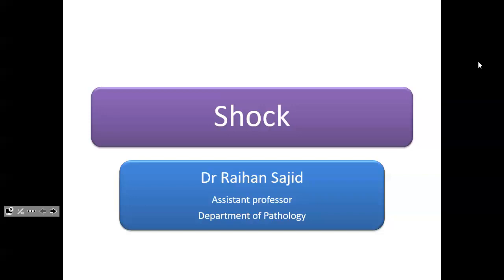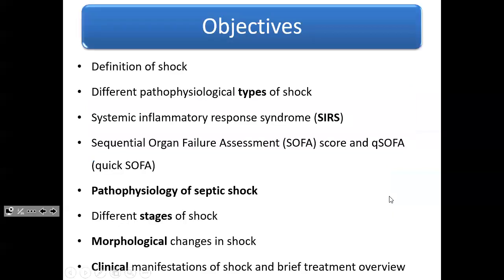Yeah. So these are the learning objectives. Why is it not working? Okay. We will be discussing the definition of shock, different pathophysiological types of shock, SIRS or systemic inflammatory response syndrome. It's an outdated concept, or rather a retired concept, but we will still discuss it because it covers some basic concepts. Then more importantly, the recent advances in shock have led to the development of SOFA, which is the sequential organ failure assessment, and quick SOFA, which is quick sequential organ failure assessment.